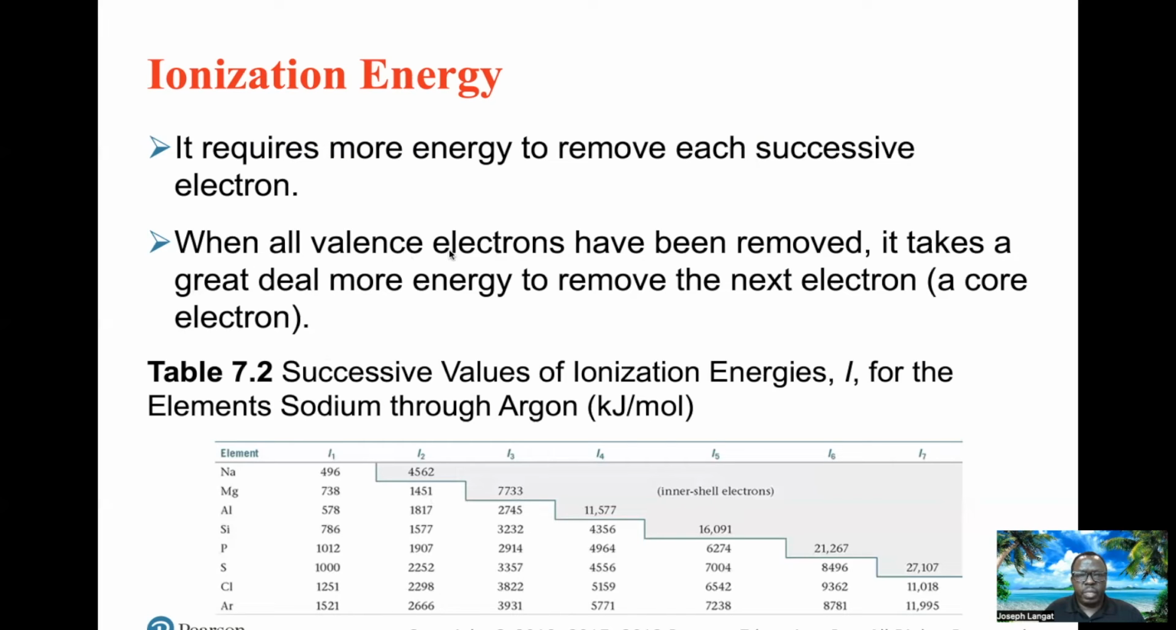When all valence electrons, the electrons in the outermost shell, have been removed, it takes a great deal more energy to remove the next electron, in this case a core electron. So here, this gray shaded area represents removal of core electrons, which is why we need more energy to remove those electrons.